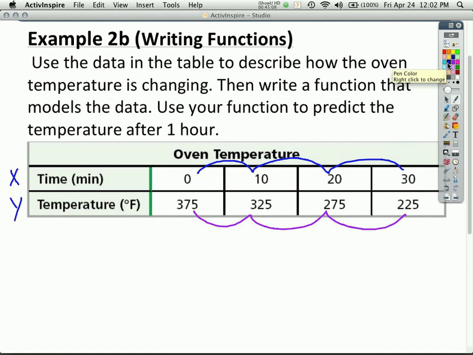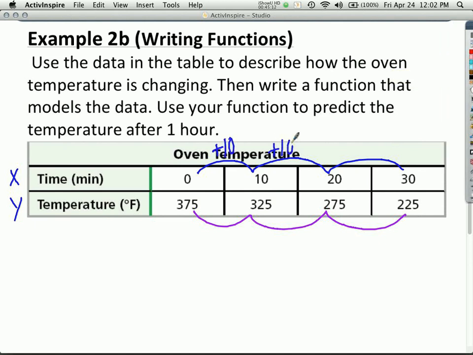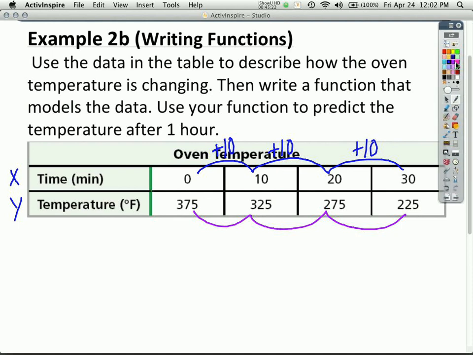What's happening? You're adding 10. Beautiful. Plus 10, plus 10, plus 10. Go ahead, you're on a roll. So for y, you're subtracting 50. Does it happen every time? Yes. Okay, so it's subtract 50, subtract 50, subtract 50.